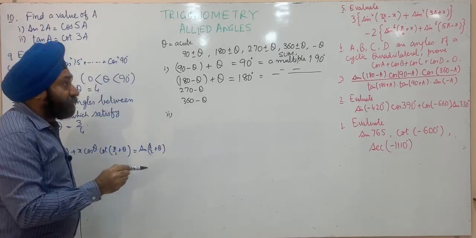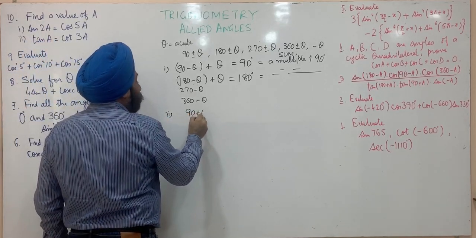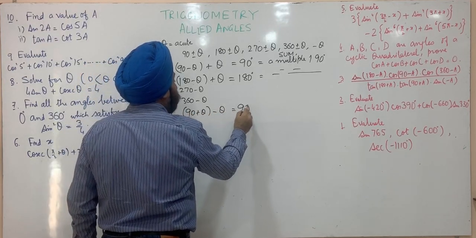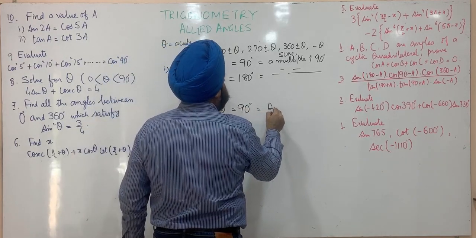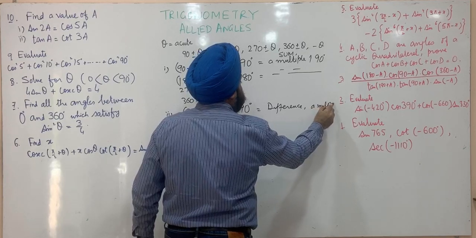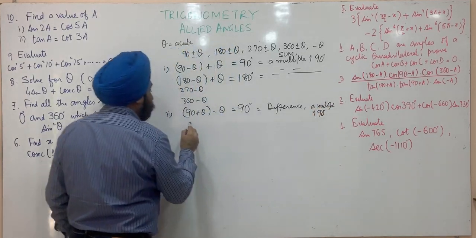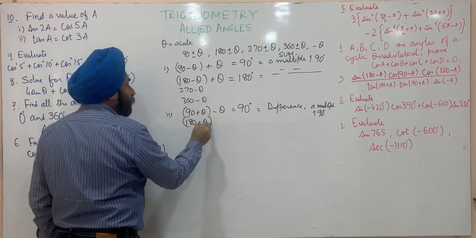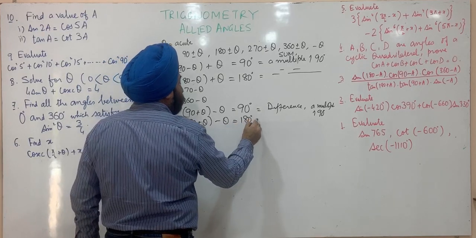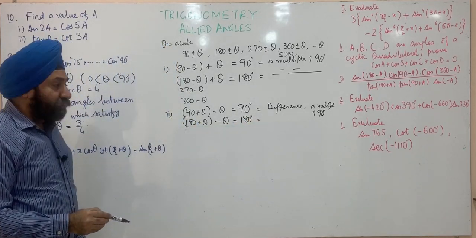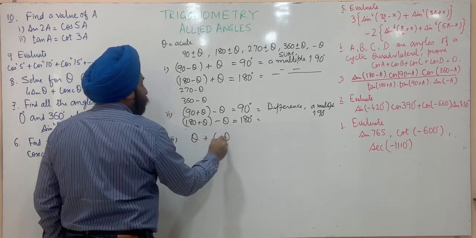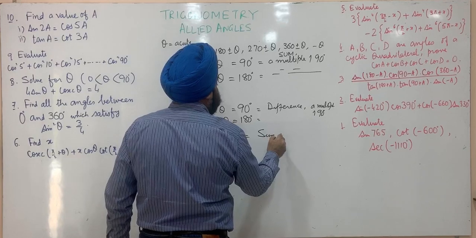The second category is angles like this, 90 plus theta and theta. This difference is 90 degrees. So, here we have difference a multiple of 90 degrees. Similarly, we will have for 180 plus theta, 180 plus theta minus theta is 180 degrees. This is difference a multiple of 90 degrees. Theta plus minus theta, that is sum is 0.